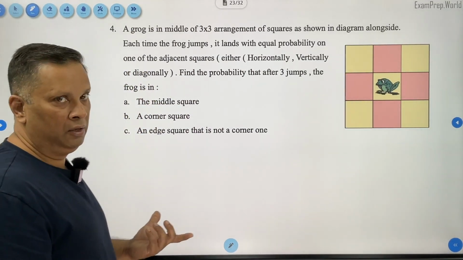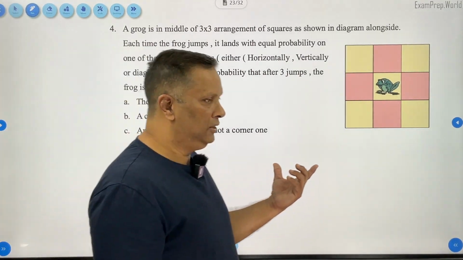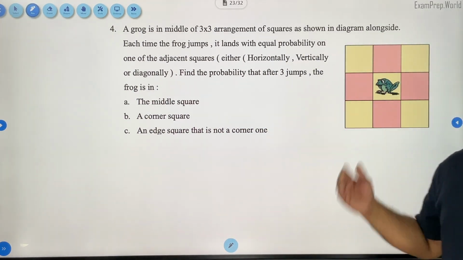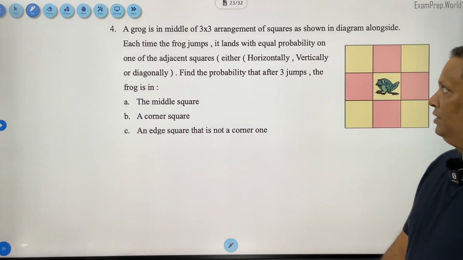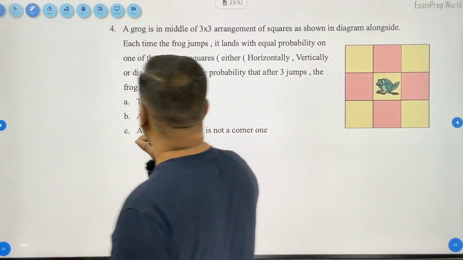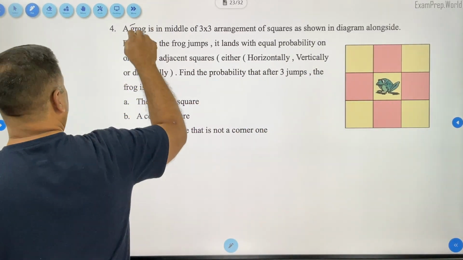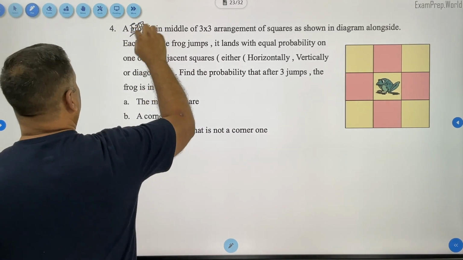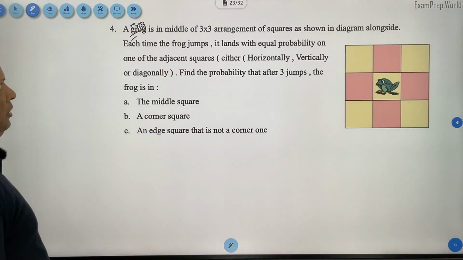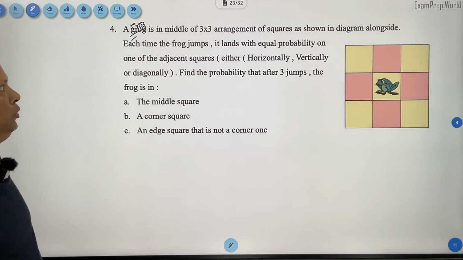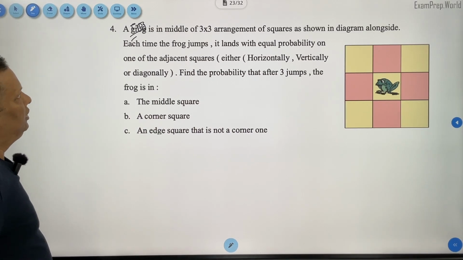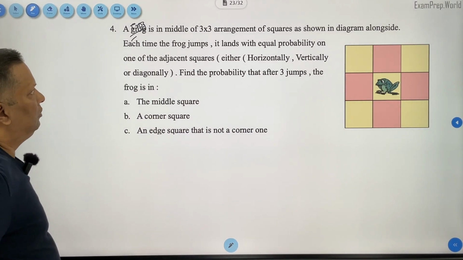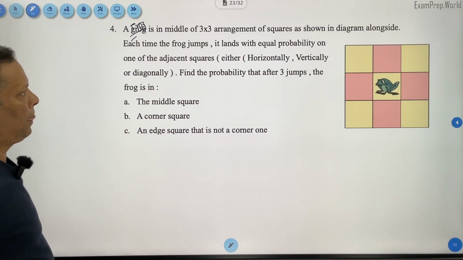This is a pictorial question. All of you kids like this kind of question, I know, when there is a picture, but read the picture, read the question. Now a grog, no, it is a frog. There is a typo here. So this is a frog in the middle of a 3 by 3 arrangement of squares as shown in the diagram alongside. Each time the frog jumps, it lands with an equal probability on one of the adjacent squares.